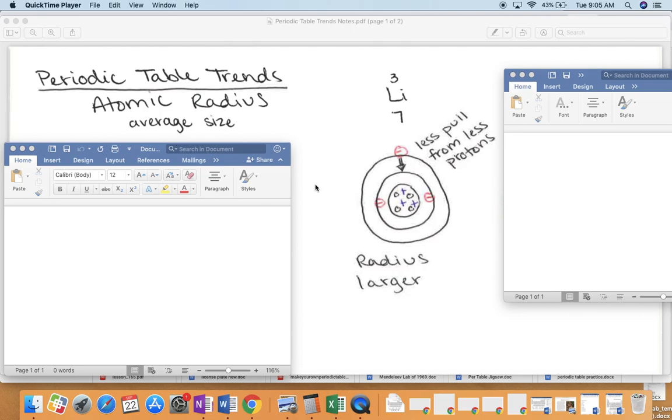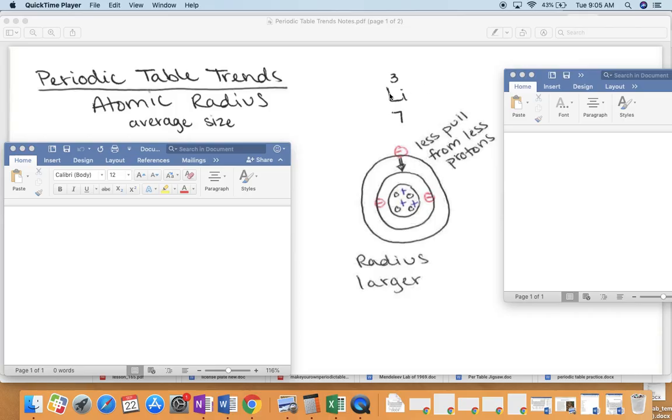In this video, we're going to talk about the atomic radius, and that's the average size of the atom. Radius means how round it is, going from the center to the outermost point. And when we look at this, I'm going to look at two different elements.